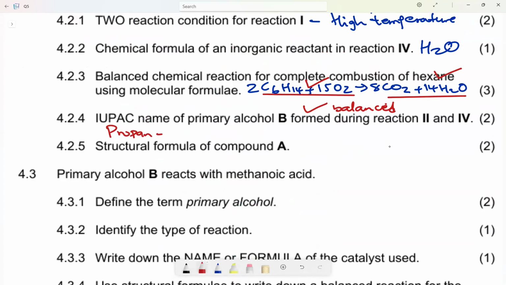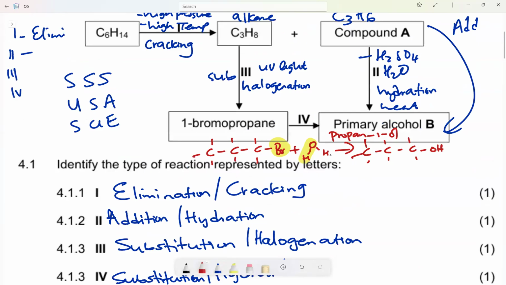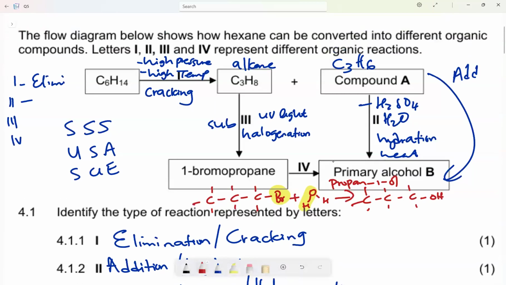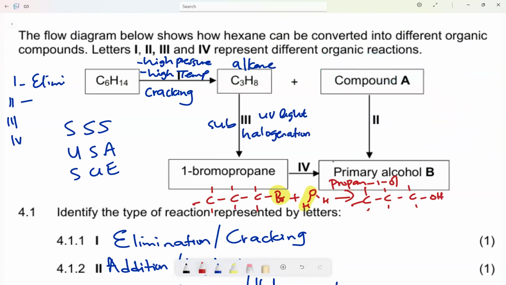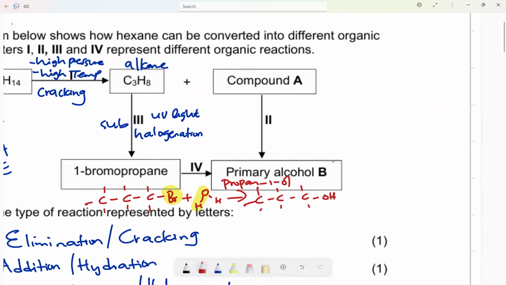Propan-1-ol. Structural formula of compound A. Where is compound A? Here is compound A. So now if this is propan-1-ol, and they added H2O to it, we work in reverse. We know here we have what?